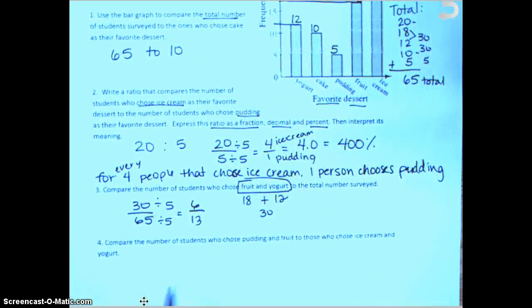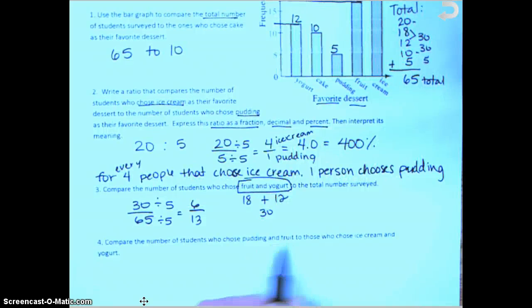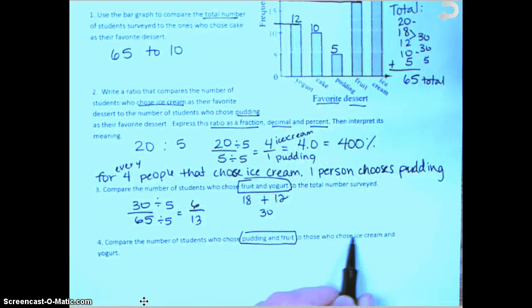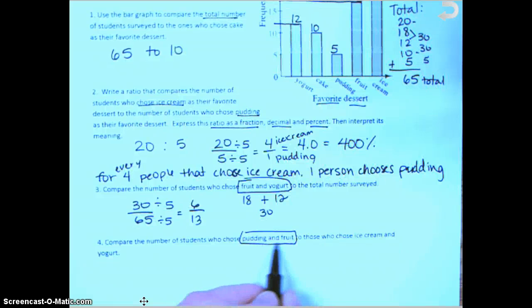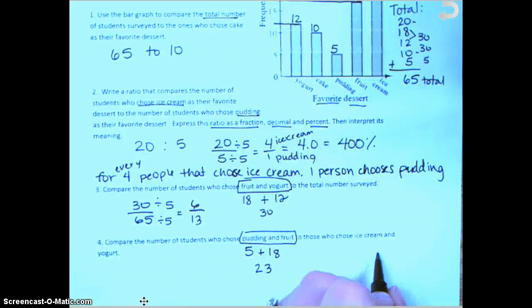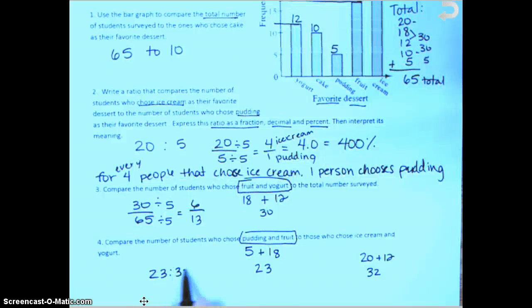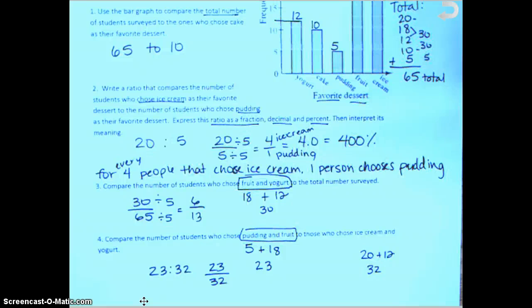Compare the number of students who chose pudding and fruit to those who chose ice cream and yogurt. Pudding and fruit. So pudding was 5 and fruit was 18, so that's 23. Ice cream and yogurt would be 20 plus 12, which would be 32. So it'd be 23 to 32, or you could say 23 for 32. So I'm pretty sure you knew how to do all this, but I just wanted to give you some ideas of what you would be up against with bar graphs and dot plots.